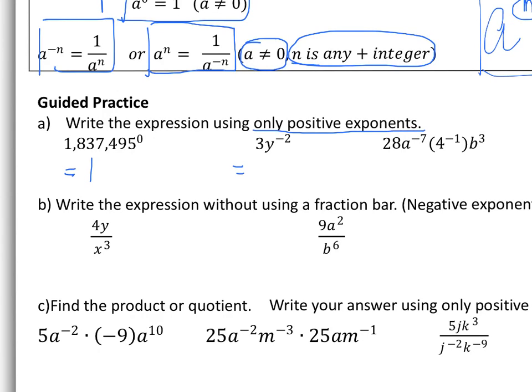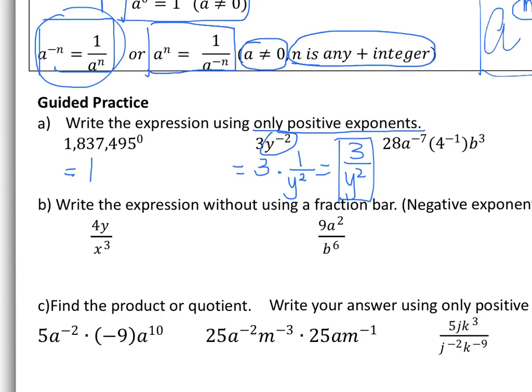Alright, we have a 3 as the coefficient, and another variable with a negative power. Now, I don't want that. So, I need to use this property here. I'm going to keep the 3 here, alright? There's nothing I can do with it. Alright, I'm going to move the negative 2 to the bottom so it can become positive. And then I can multiply 3 and 1 over y to the second power. Alright? And once you get used to doing this, you don't need to show this step anymore.